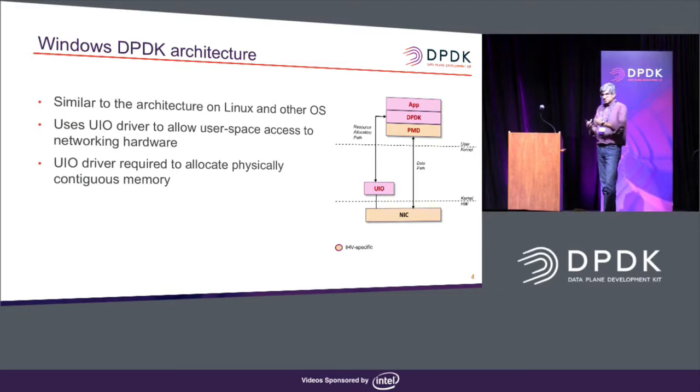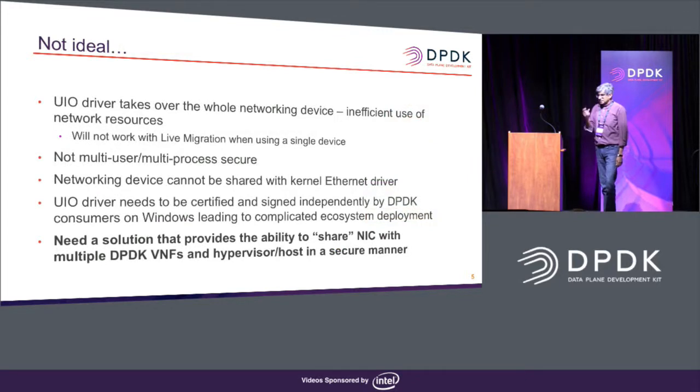The source is available up there, but it does have some problems. Some of the problems were that the UIO driver would take over the entire network port. So if you had a dual port 40 gig Intel adapter, and you bound the UIO driver on one of those ports, that's it. Nobody else could use that port. It was dead. The kernel wouldn't see it because it was completely taken over by the UIO driver. And of course, that doesn't work in a scenario where you have live migration. So that was one problem.